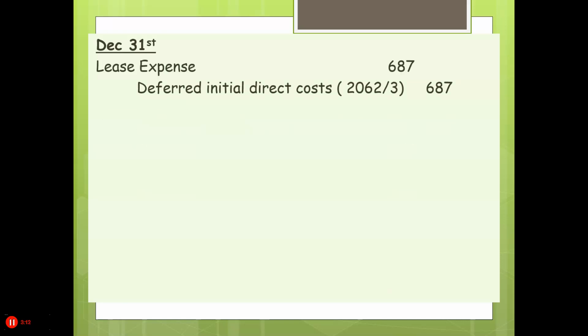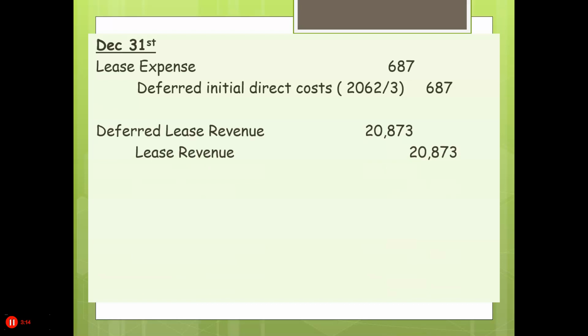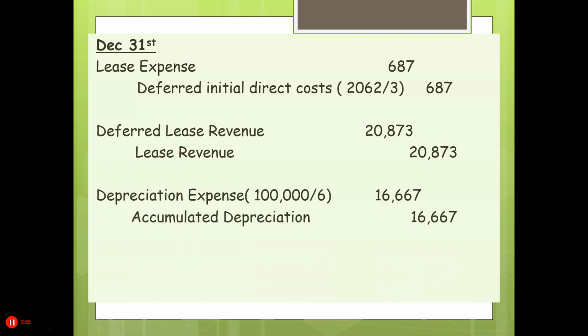What about at the end of the year? Well, we're going to amortize the deferred initial direct costs and book it as an expense. And then we're going to book our deferred lease revenue, and take it out of there and put it as lease revenue. We're also, since this is an operating lease, going to depreciate our equipment.